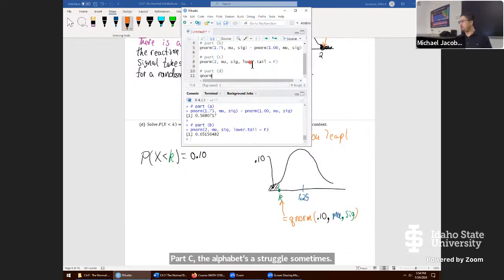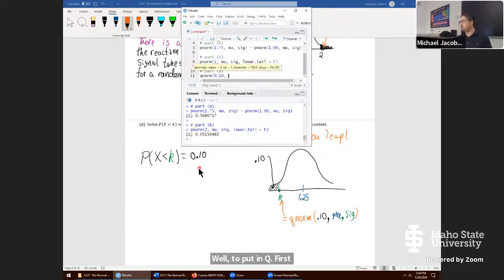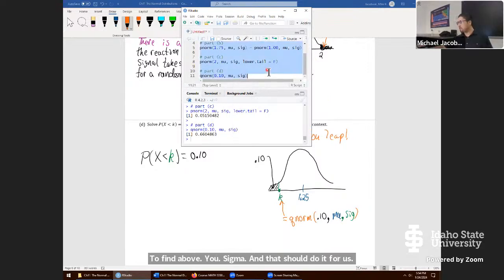So we'll put in Q norm. First thing you put in is a probability, 0.10. Next are the 2 parameters defined above, mu, sigma. And that should do it for us. So let's execute the code at this stage. And we're told that K should be 0.66. This is a good moment to decide, is that number even reasonable? What would be the unit to the 0.66? Anyone happen to know what the unit is on this?